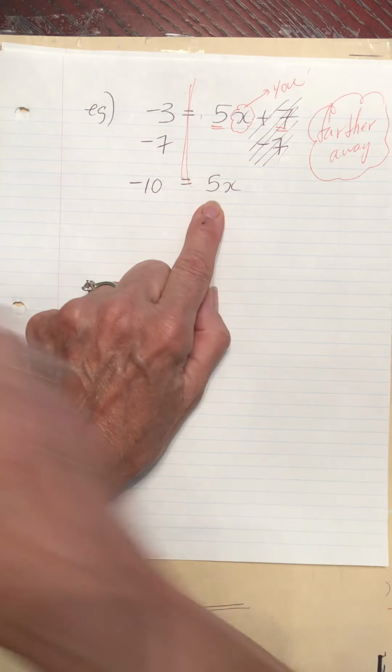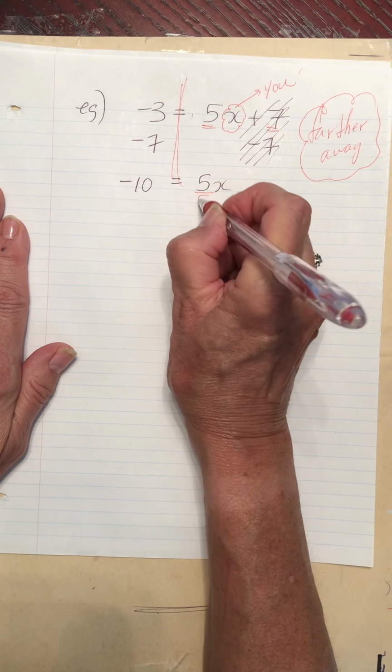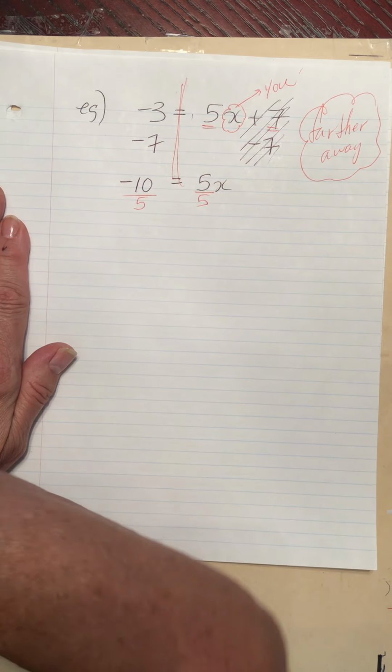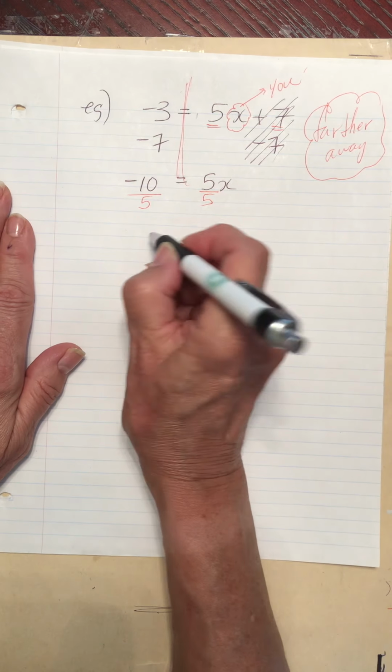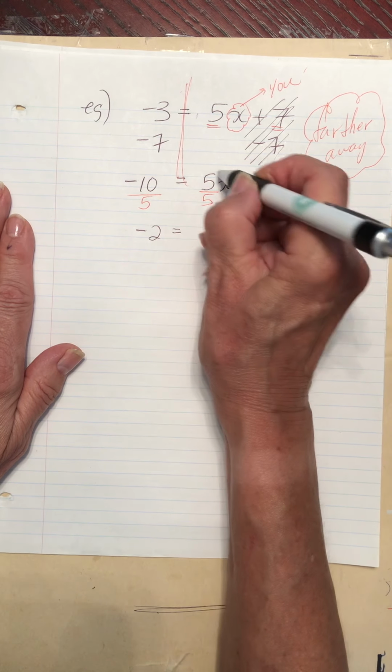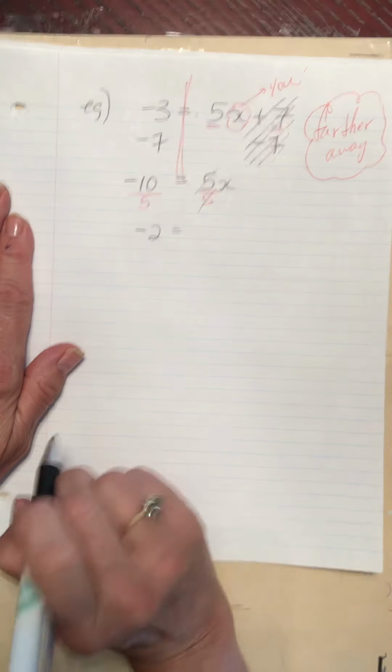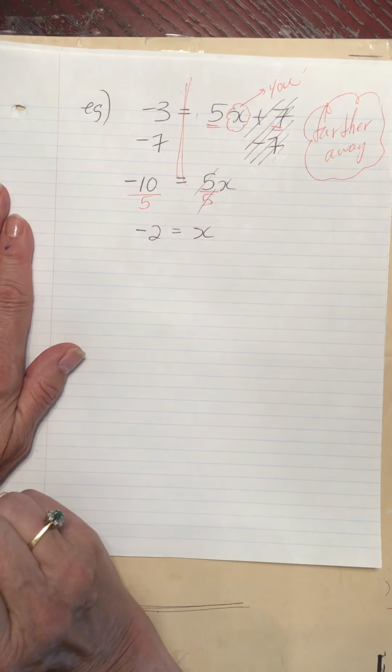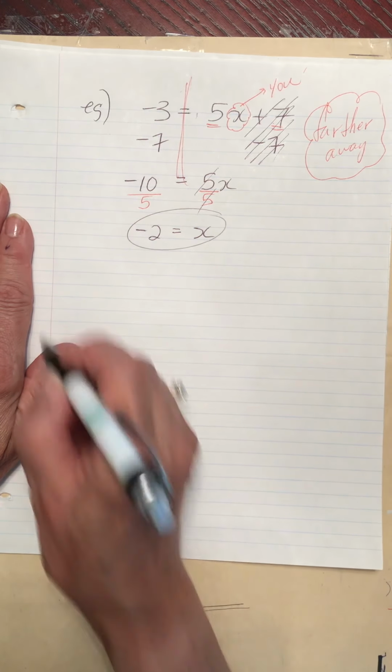Okay, how do you get rid of a times by 5? You divide by 5, and then you do your work. Negative 10 divided by 5 would be negative 2. 5 divided by 5 is that 1 we're going for, and then you have an x. So this is your solution.